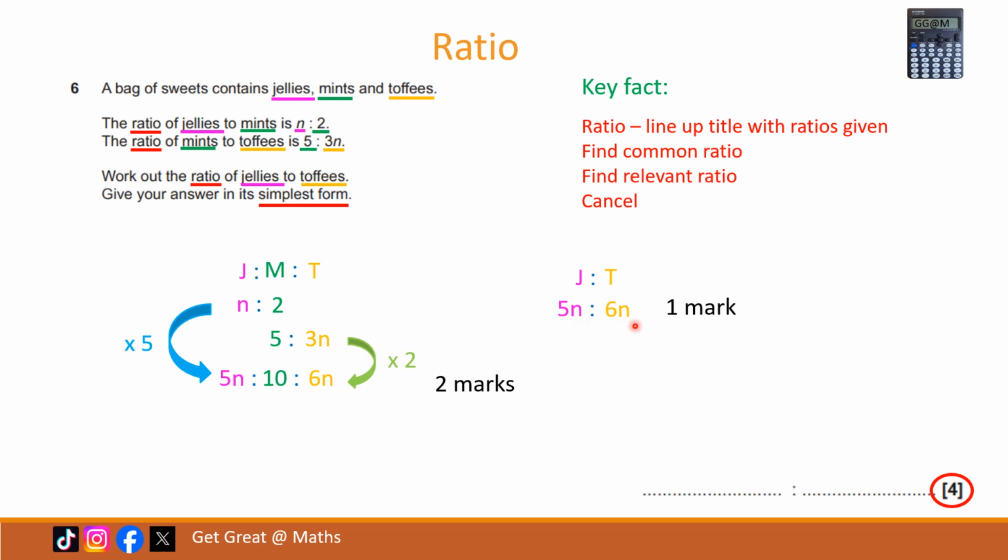Then I need to look at this ratio and write it in its simplest form. So I've got to cancel this. All I need to do is divide both sides by n, which will give me 5 to 6 for my last and 4th mark. Remember to write your answer on the dotted line in the answer box on the right hand side. Okay, well done guys. Hopefully you've got this correct.